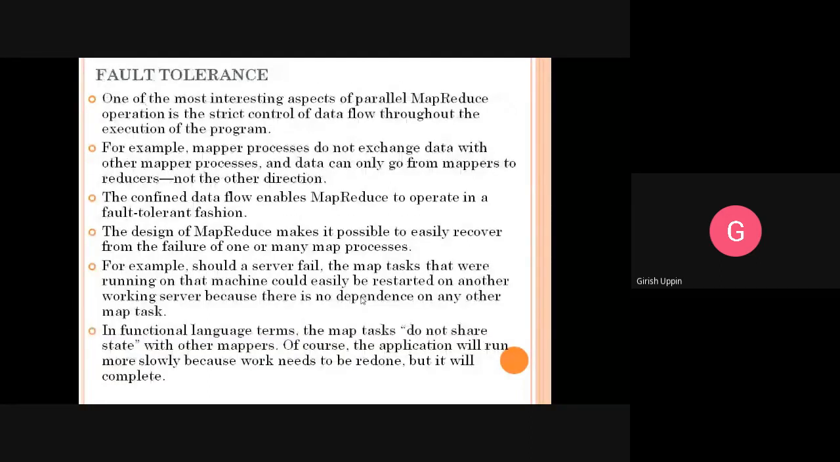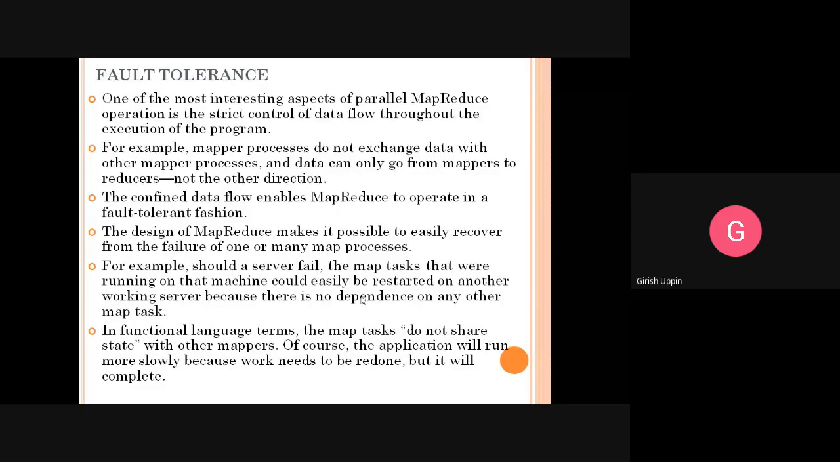Next is fault tolerance. One of the most interesting aspects of parallel MapReduce operation is the strict control of data flow throughout the execution of the program. We already talked about how the data flow takes place. It is from the mapper to the reducer, so that direction is one direction.